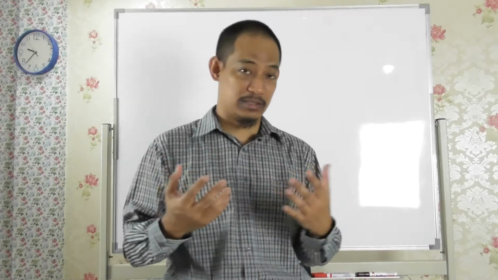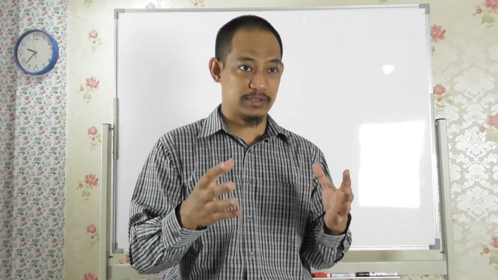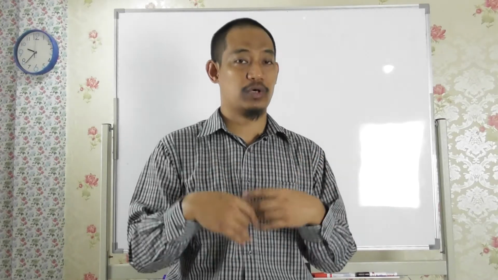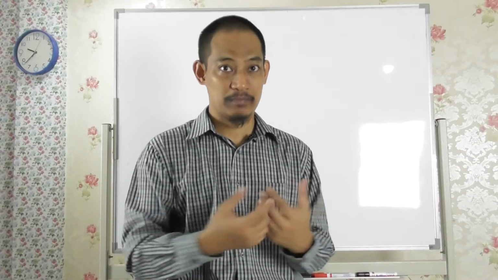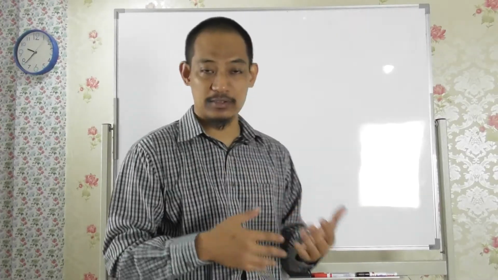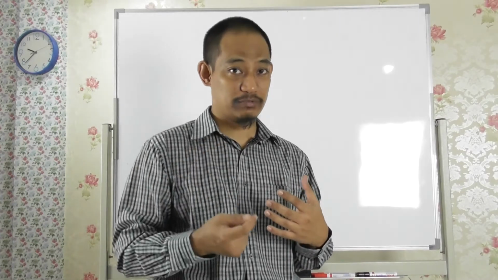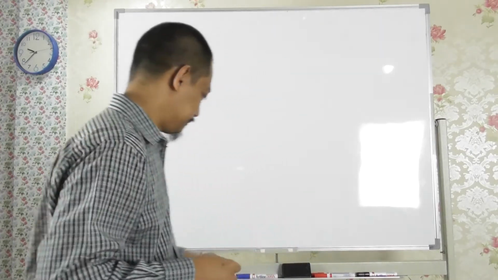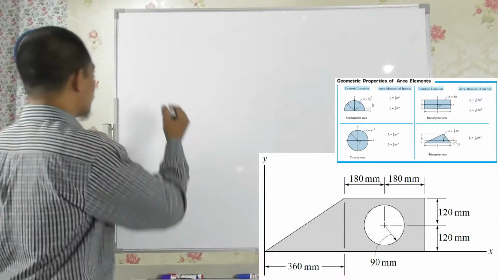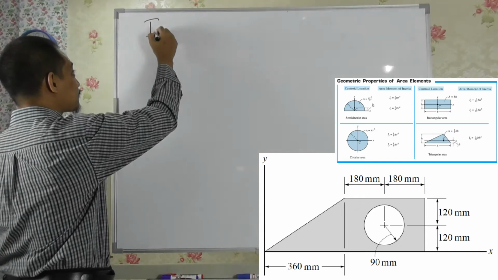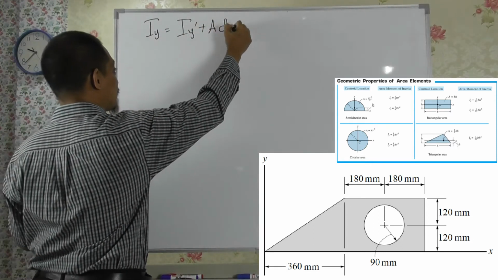So as I mentioned in the previous question, if the question that you are given in the exam is just a combination of rectangular, so you are expected to already memorize 1 over 12 BH cube, right? But if it is a combination of triangle, circle, etc., so the table will be given. You just have to know how to refer to the table, right? Now, for this question, the question only asks for Iy, so we'll just focus on that, right? Iy is Iy prime plus A dx square.